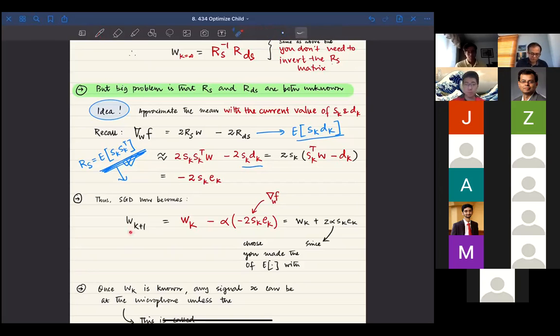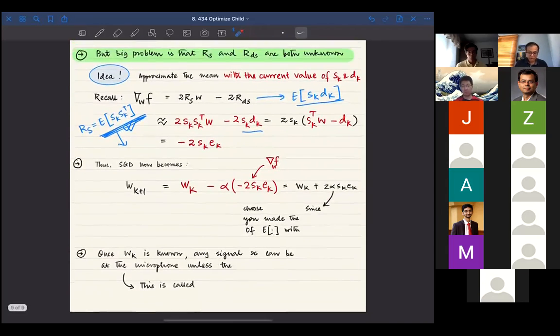Again, where should I move is a function of where I was previously in the previous step, plus going in the opposite direction of the gradient for a step size alpha. This is the gradient and this is going in the opposite direction of the gradient. How much should I go? Step size alpha. This is your steepest gradient descent. That is wk plus 2 alpha sk ek.